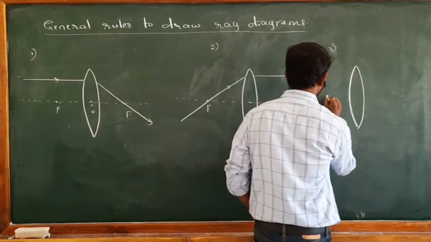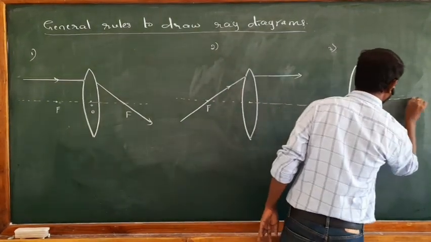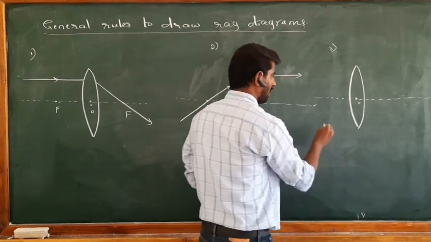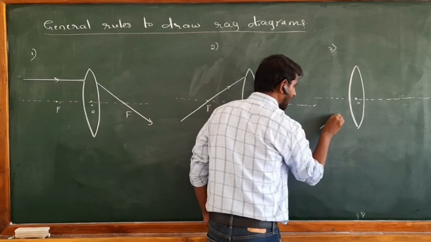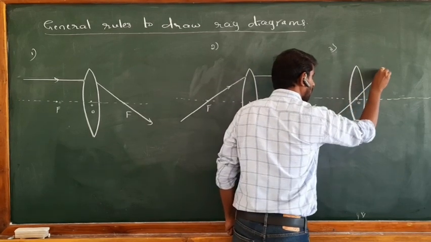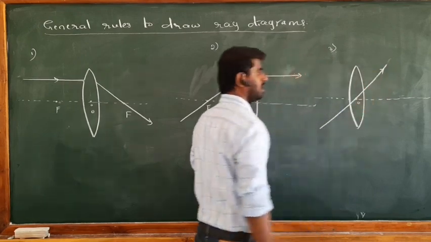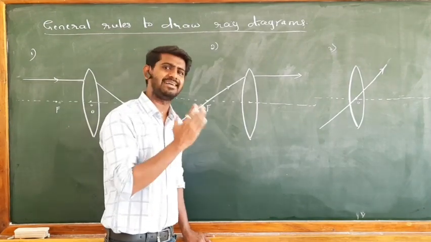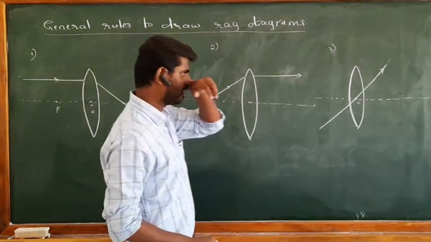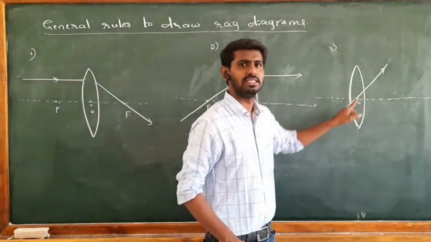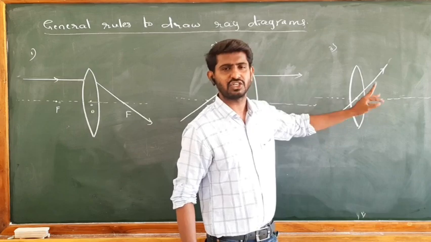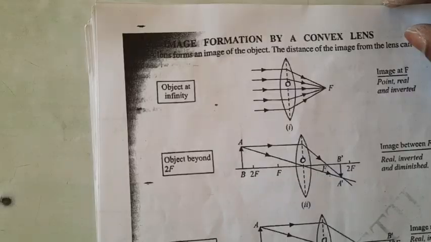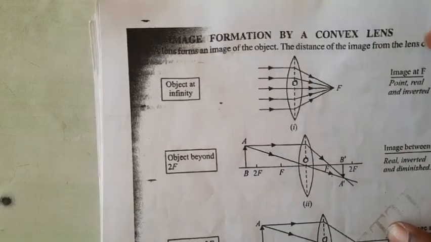And the last one, in the main paper what I drew, this is the principal focus and this is the optic center. If a ray of light is incident on or passing through the optic center, there will not be any refraction. It passes undeviated, directly. So this is the third rule. When a ray of light passes through the optic center, it goes straight, there is no bending or refraction. Okay, so these are very important rules. Okay, now the ray diagrams.